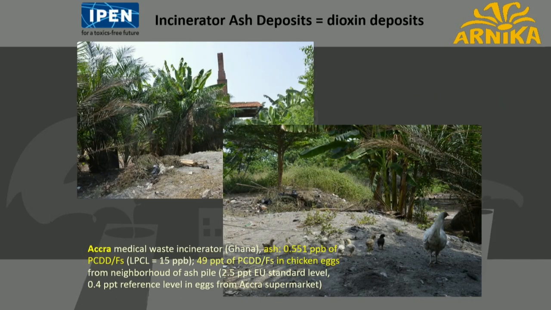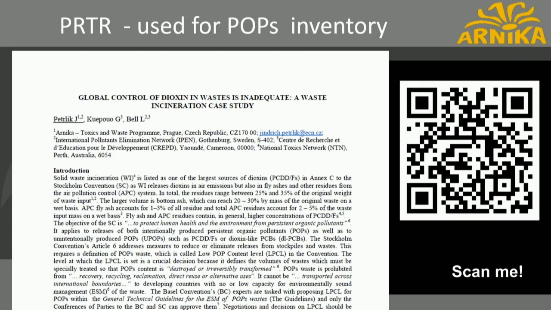This is an example of how free-range chicken eggs can be contaminated with dioxin when the waste is not handled properly. This is an abandoned waste incinerator in Accra, and the levels of dioxin found in the ash and then in free-range chicken eggs.